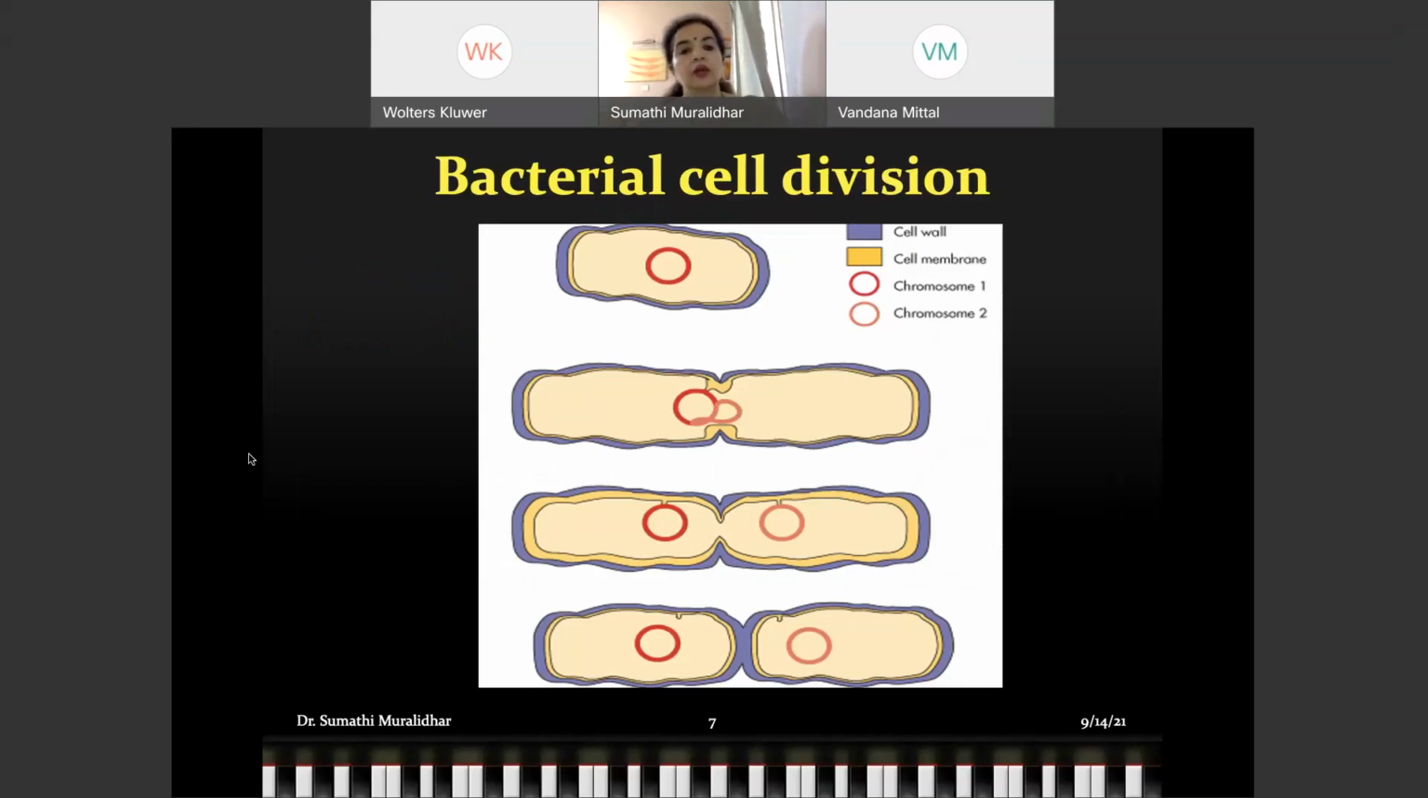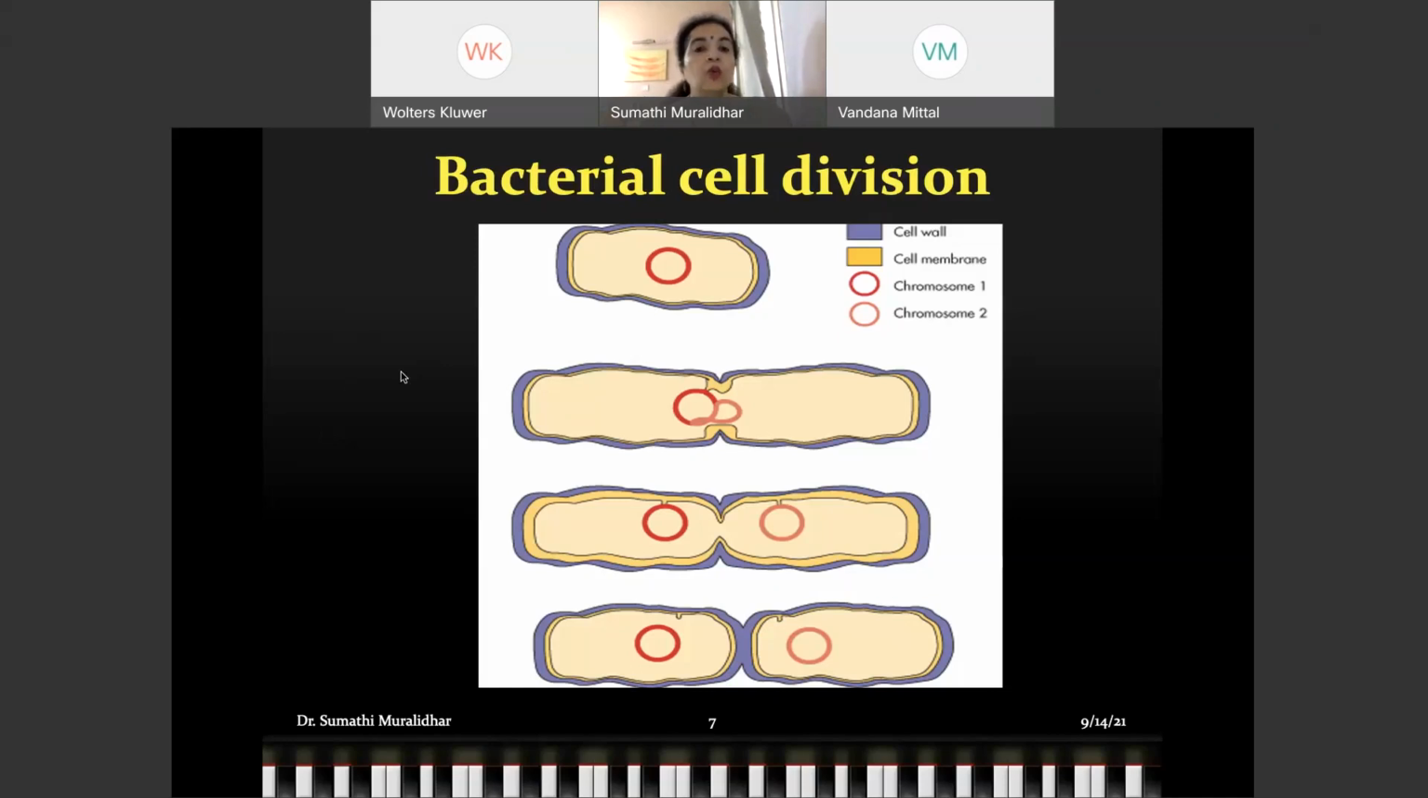That is how they divide and reproduce. So binary fission, that is bacterial cell division, happens by binary fission. Binary refers to two, and fission means divided into, cut into two. So the cell wall, the cell membrane, and the chromosomes all divide, and that's how bacterial cell division occurs.